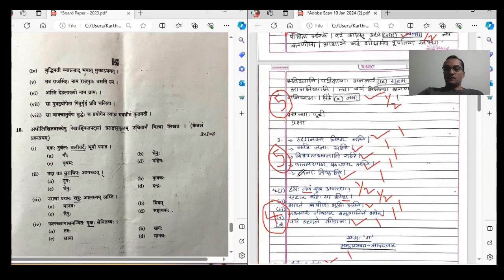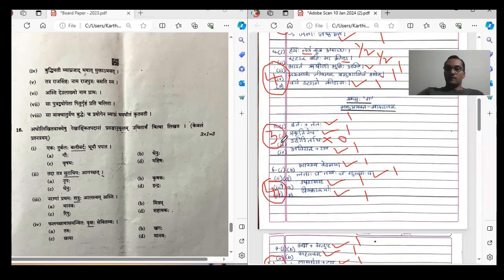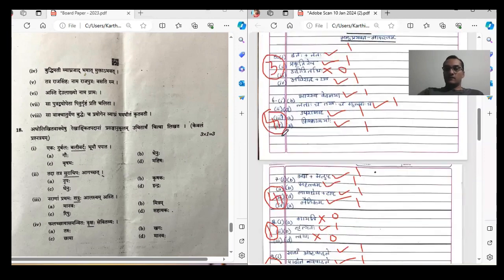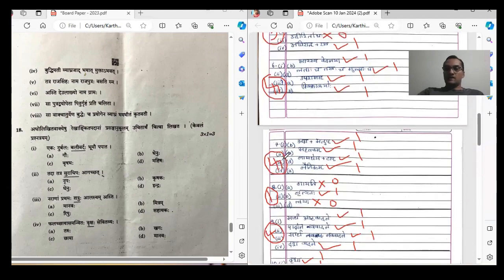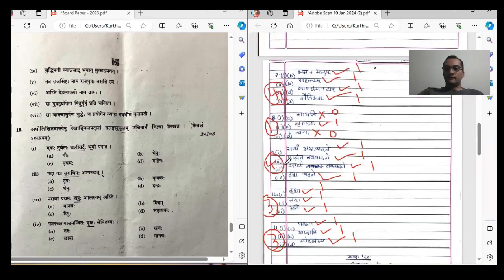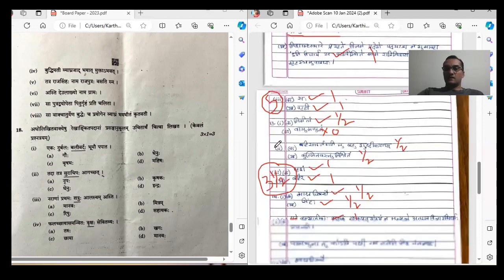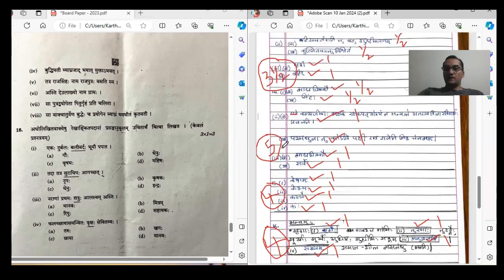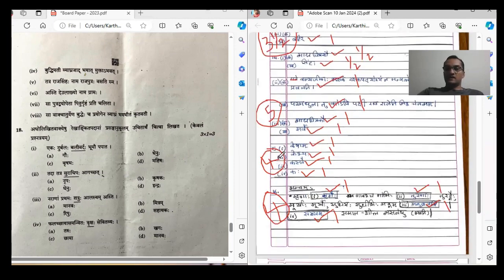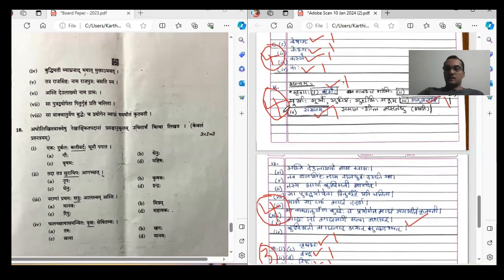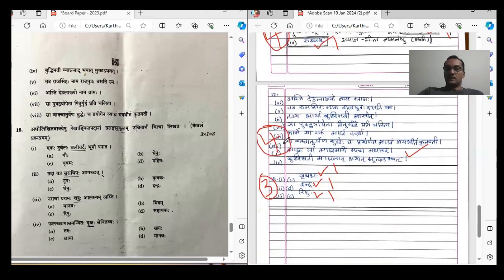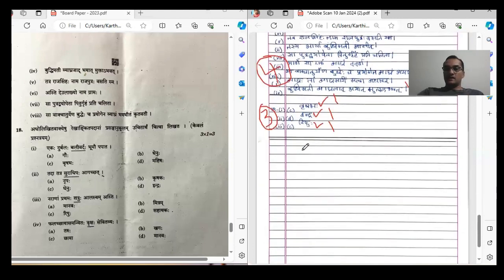So 10 plus 5, 15, 15 plus 5, 20, 24 plus 3, 27 plus 4, 31 plus 4, 35, 36, 36 plus 4, 40, 43, 46, 51, 54 and half, 59 and half, 63 and half, 63 plus 4, 67 and half, plus 4, 71 and half, plus 3, 74 and half. Total marks 74 and half.